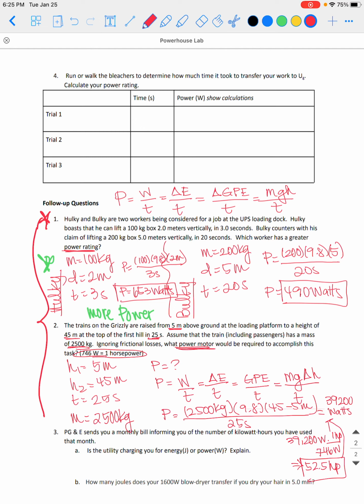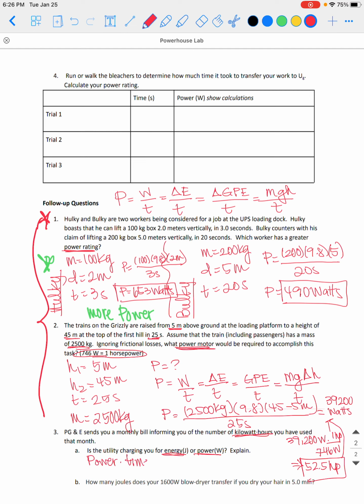Question number 3, A and B, these are focused on analyzing units. So if we get a monthly bill, the units that they're going to give us in our bill is kilowatt hours. Well, now that we know what watts and time units are, we can figure out what this unit is actually representing. And our first question is to see, does it represent energy or does it represent power? So let's turn these units into the actual variable. Watt represents power. Hour is obviously time.